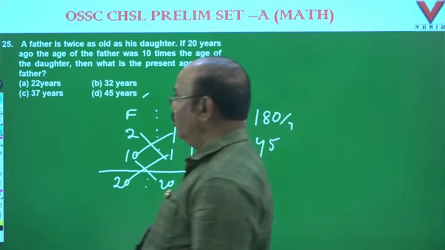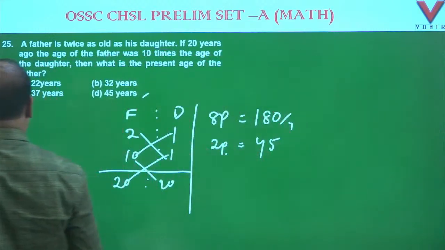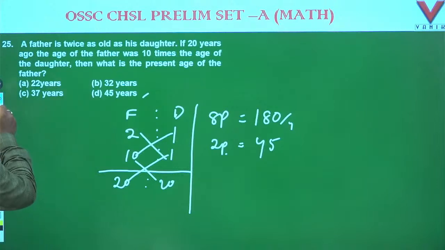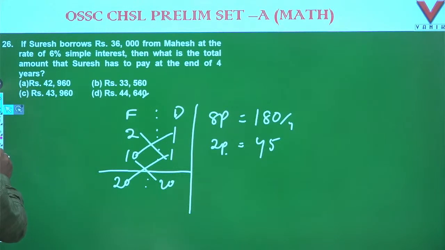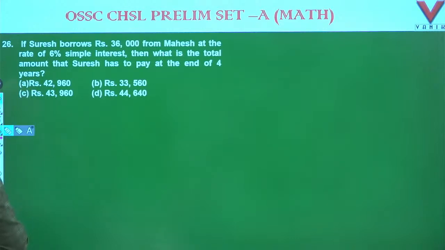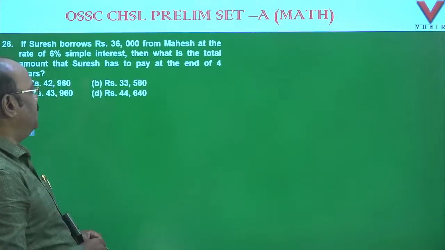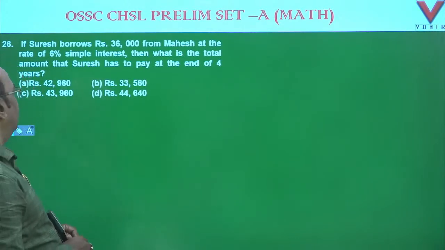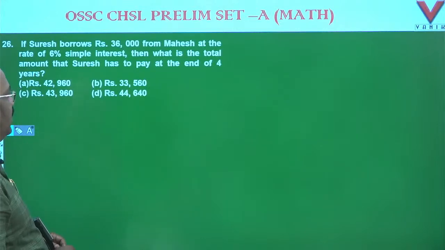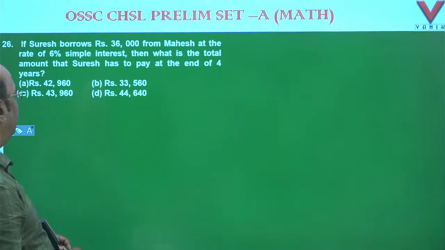Next question 26. If Suresh borrows rupees 36,000 from Mahesh at the rate of 6% simple interest, then what is the total amount that Suresh has to pay at the end of 4 years?